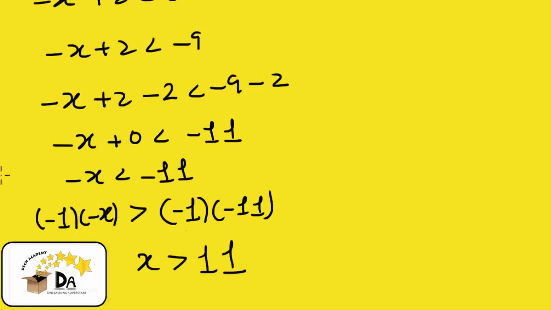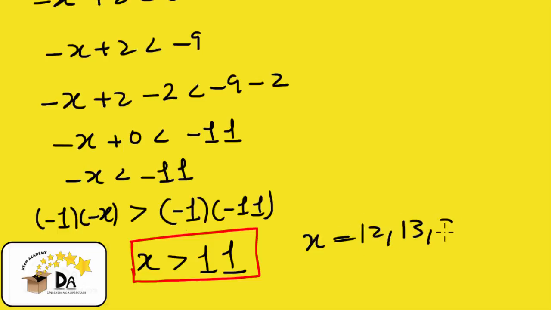So the solution is x is greater than 11, so x can take numerical values greater than 11, such as x can be 12, x can be 13, x can be 20. So these are 3 possible values for x.